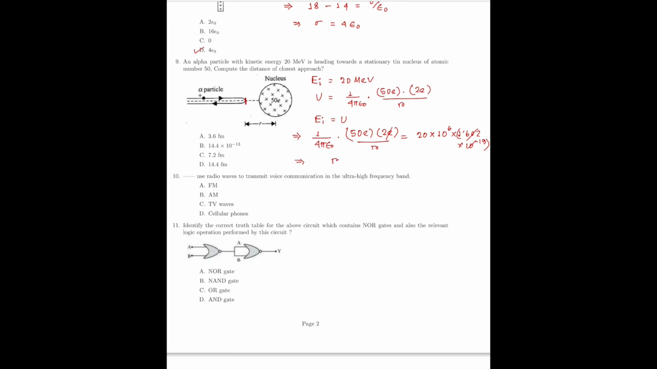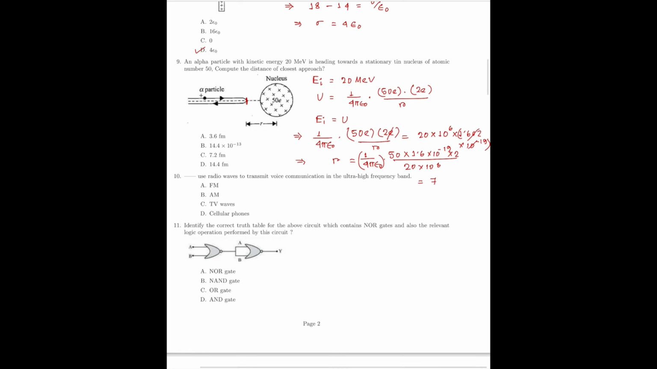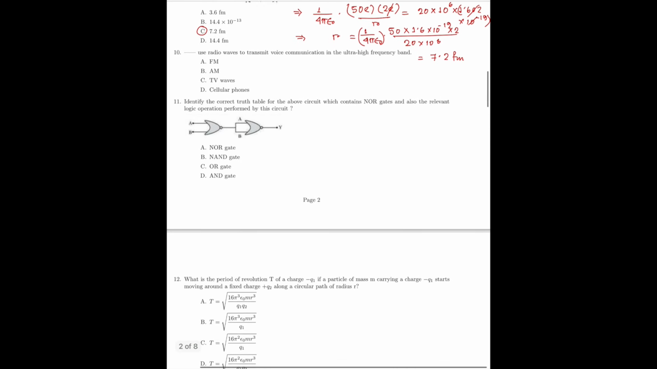So R is 1 by 4 pi epsilon naught times 50 times 1.6 into 10 to the power minus 19 into 2 divided by 20 into 10 to the 6, using this value as 9 into 10 to the power 9. So you will get 7.2 Fermi. This is the right answer.